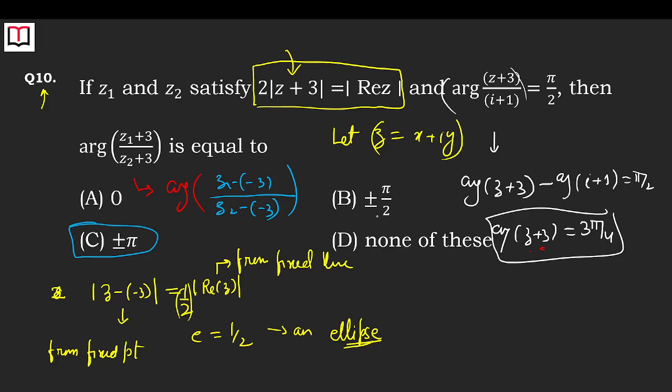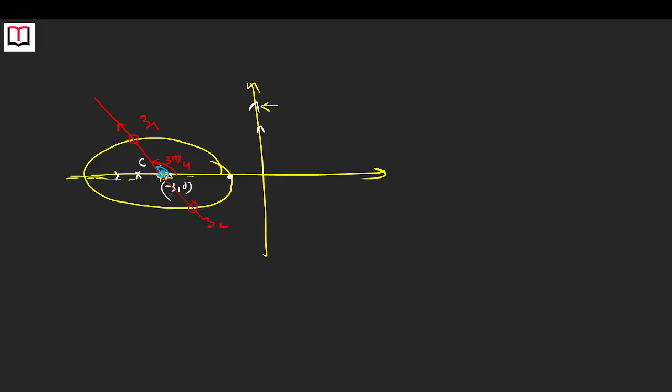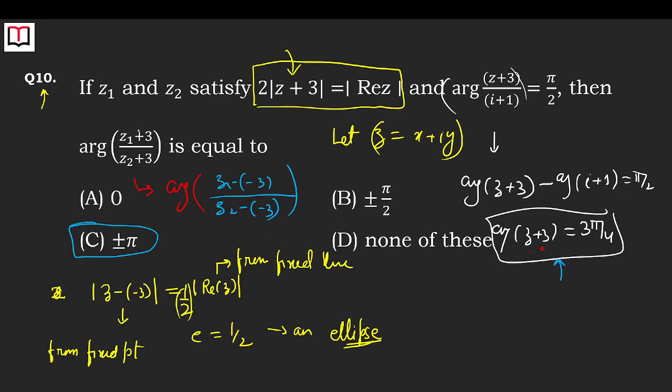See, if I just assume this as the part, it will give you a ray only, a ray that passes through minus 3 and goes in this direction. Let me just analyze for a minute. Can we get the other part also in that case? I don't think so, because the argument of i plus 1 is fixed, isn't that? We don't have a choice. So the answer could be none of these, but that doesn't make sense, because they have given that z1 and z2 satisfy this equation.